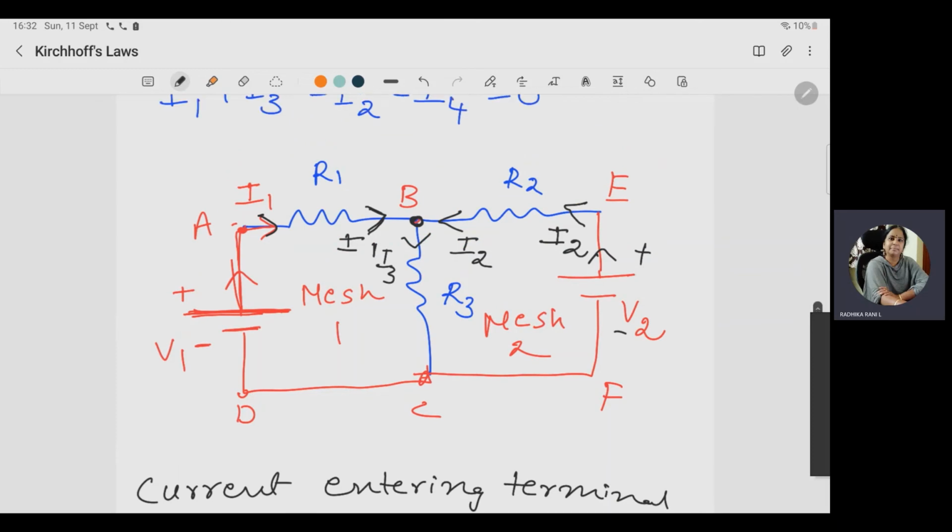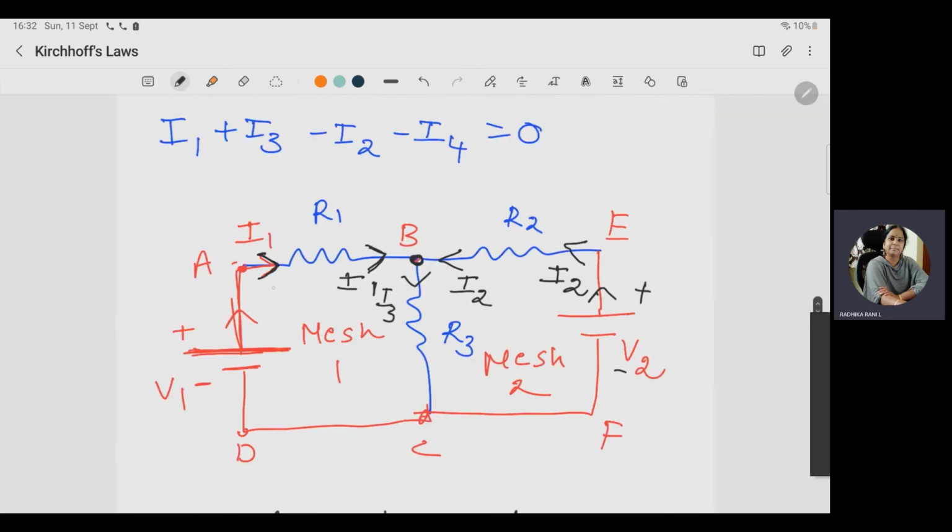Now see how to apply the polarity. Current is entering here, so this end is positive, and current is leaving from R1, so this is negative. Again, current is entering from resistor R2 through I2. So this end is positive and this one is negative. Again, current is entering in this path. So this is positive and this one is negative. Current entering terminal is positive and current leaving terminal is negative. So these are the directions of the currents in the circuit. So three currents are there, I1, I2 and I3.